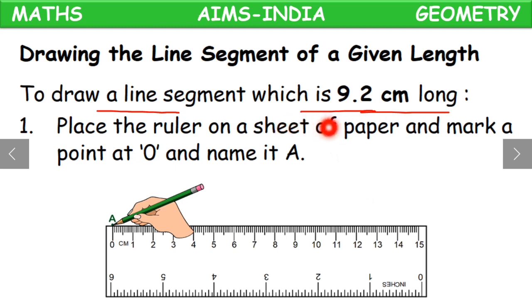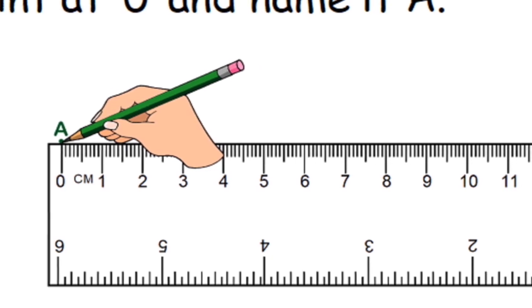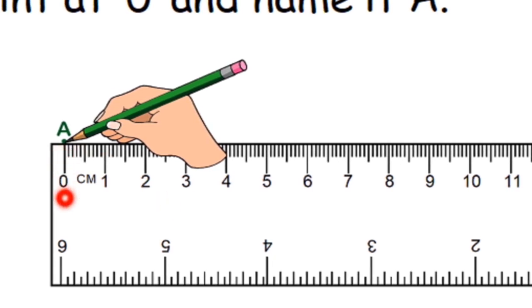That is the line segment which is 9.2 centimeters long. Now, for drawing such a line segment, what are the steps to be followed, children? Place the ruler on a sheet of paper and mark a point O and name it. See here, we are placing the ruler at 0 centimeters. At 0 centimeters, we have to mark a point.